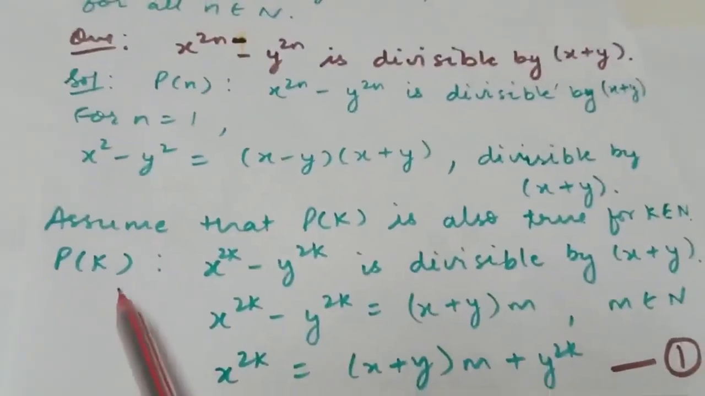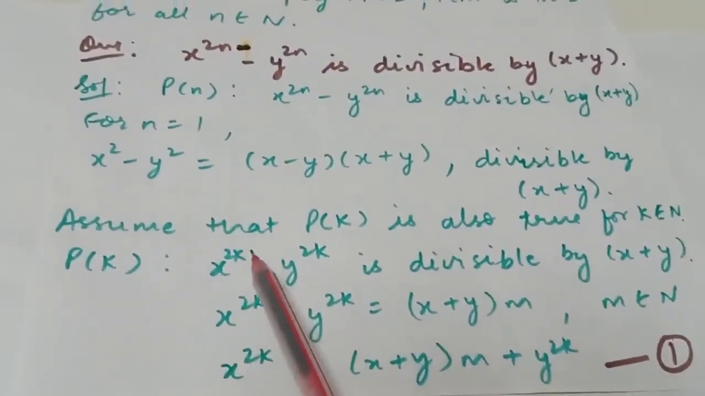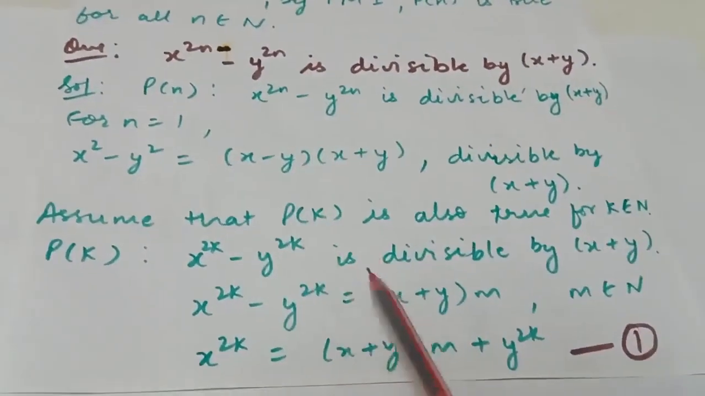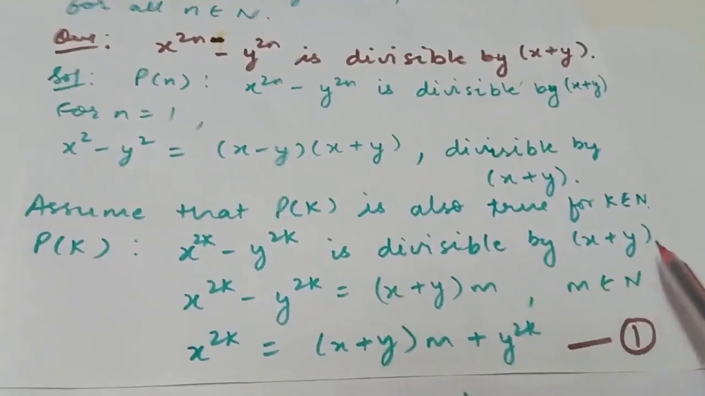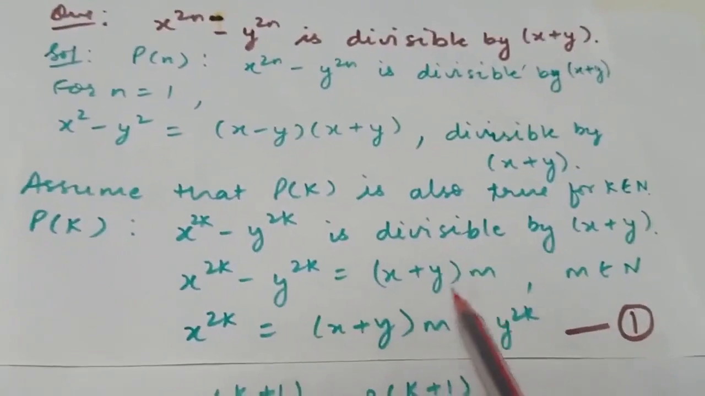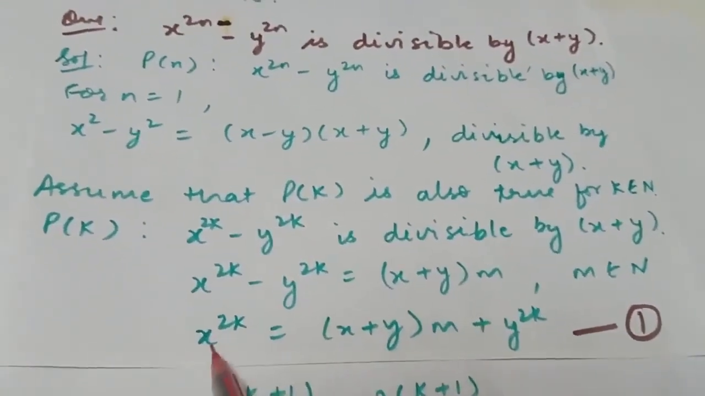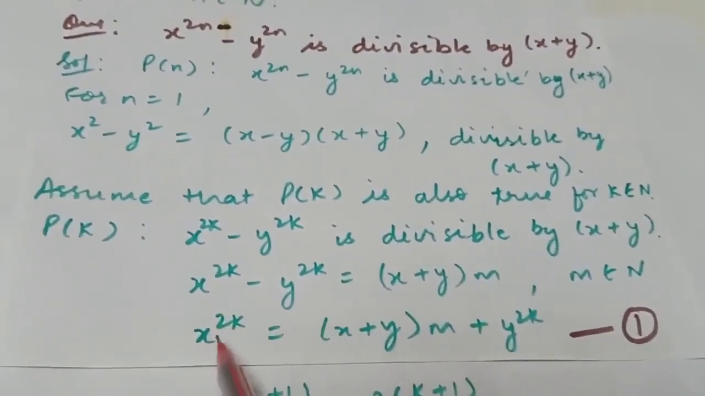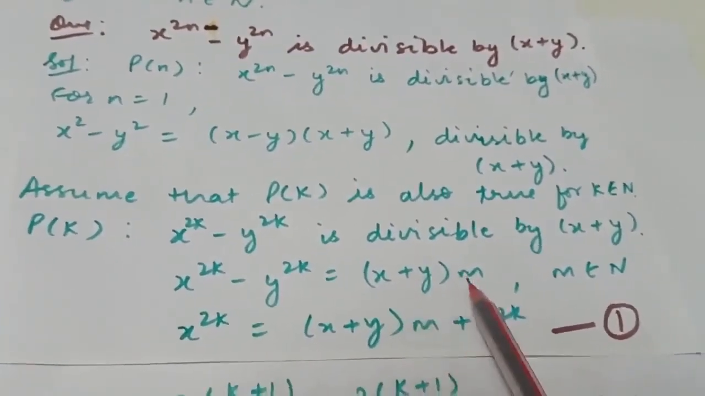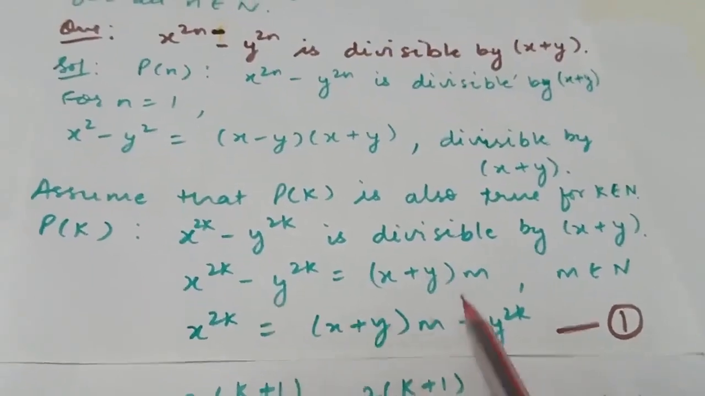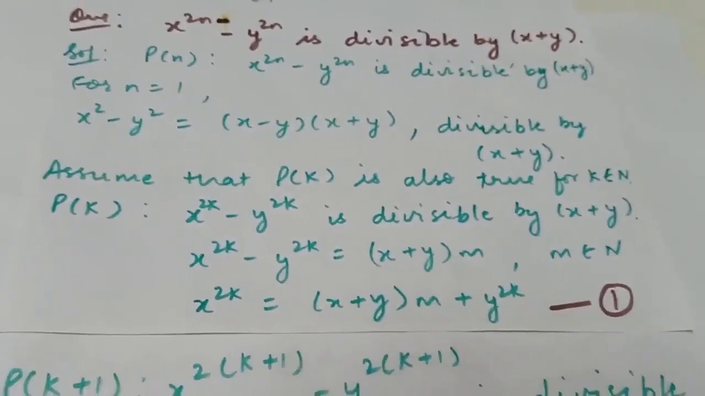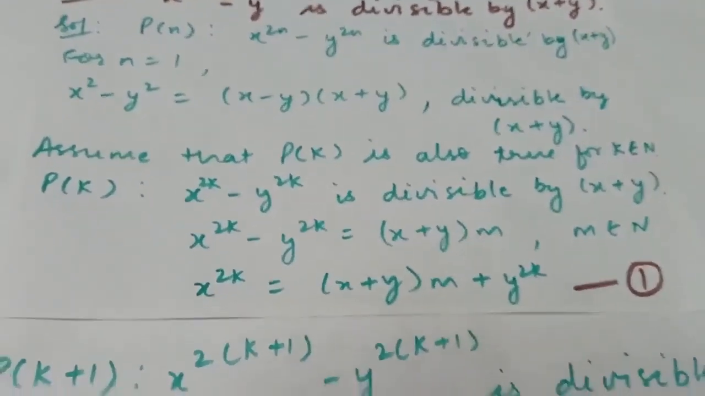If Pk is true, then Pk will be x raised to the power 2k minus y raised to the power 2k. In place of n, put k, is divisible by x plus y. If it is divisible by x plus y, then it is some multiple of x plus y. Now finding the value of x raised to the power 2k, which is equal to x plus y into m plus y raised to the power 2k, and let this be as 1. We will use this result to prove Pk plus 1.